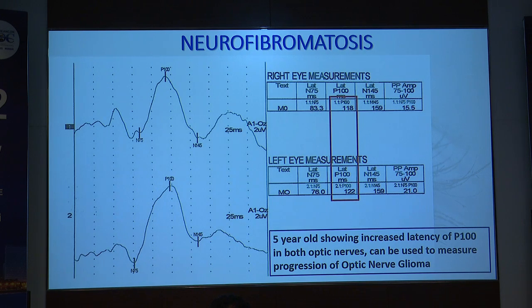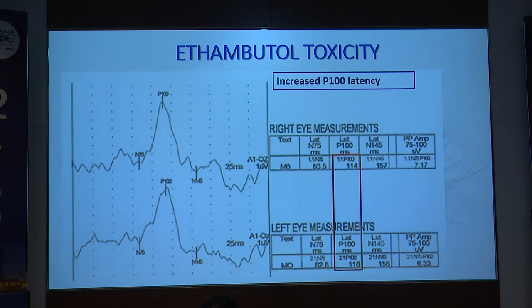Now, VEP can also be used to measure the progression of optic nerve gliomas in cases such as neurofibromatosis. There will be an increase in the latency of P100 in both optic nerves with progression of the gliomas. In cases of toxic neuropathy like ethambutol toxicity, here the latency of P100 will be increased.